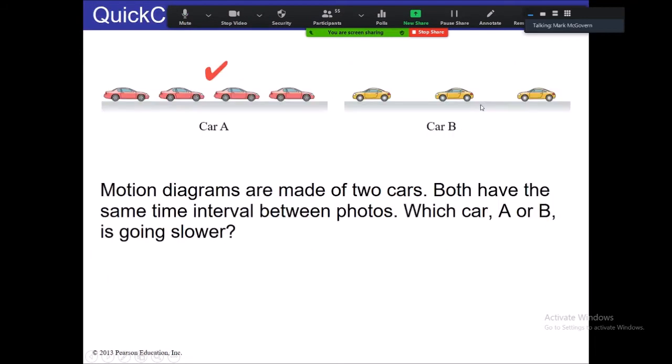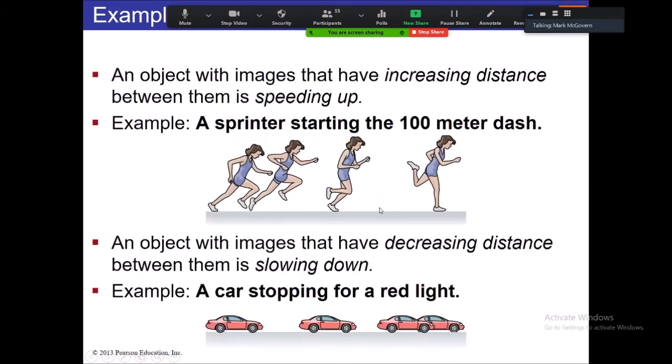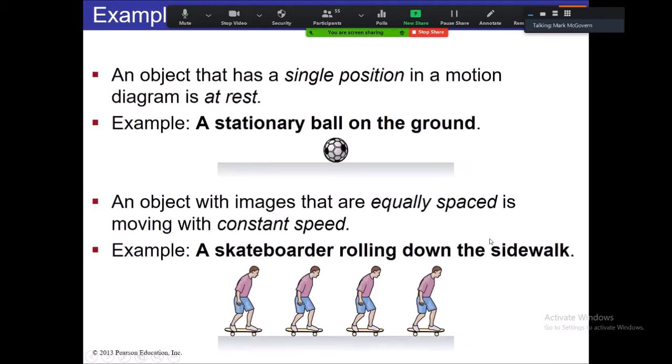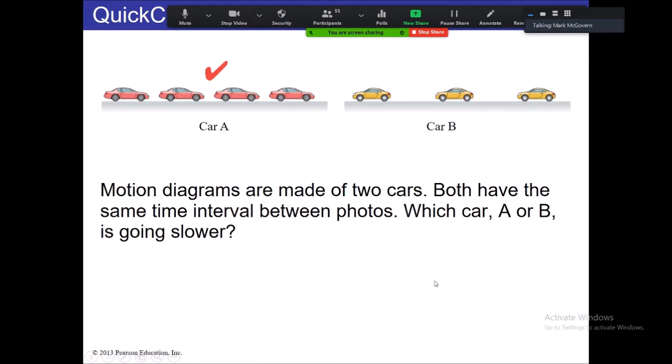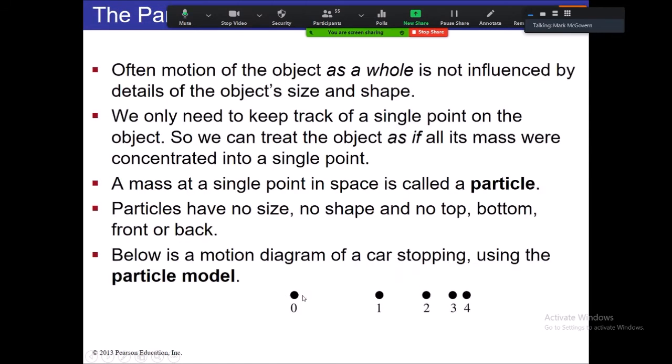Okay, now, look at these cars. What kind of cars are these? These are lame, right? Look at this sprinter. I don't care for their shoes. Look at this skateboarder. What a poser, right? All right, so I don't like these pictures very much. So let's get rid of the pictures. Right? Particle model is what we want. We don't want pictures of cars. We don't want pictures of skateboarders in jean shorts. We don't want that.